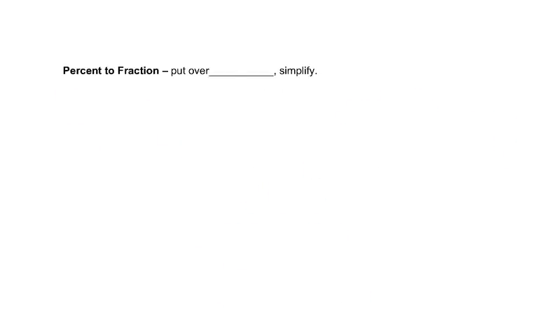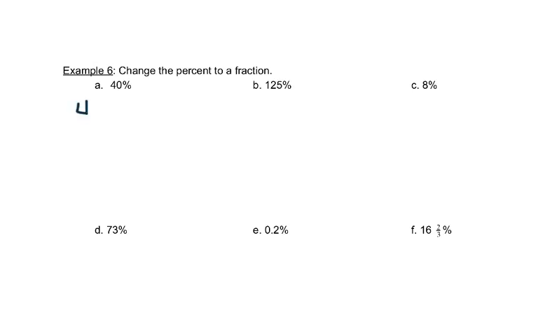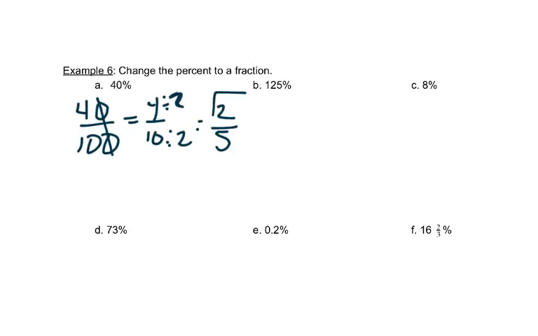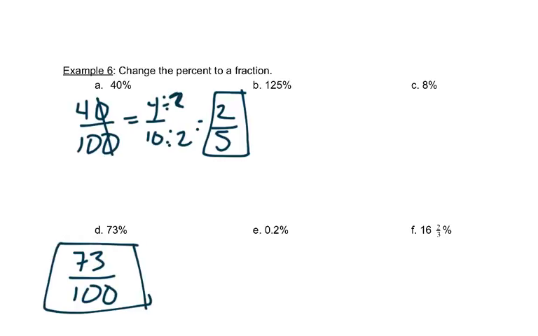To change a percent to a fraction, we put it over 100 and then simplify. So here we do 40 over 100, and then we can divide the zeros. We can divide by 10, it gets rid of the zeros. And then we can reduce by 2, gives us 2/5. Let's look at D. If we do 73 over 100, this doesn't reduce, so we just have to leave it like that. And if we look at E, this is 0.2 over 100.